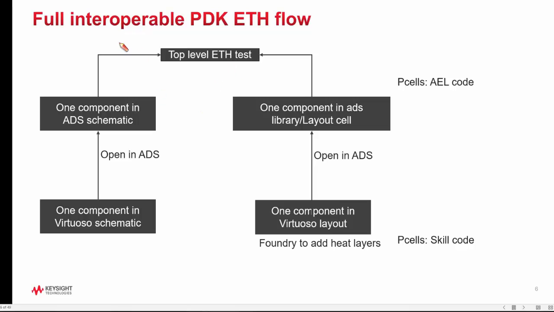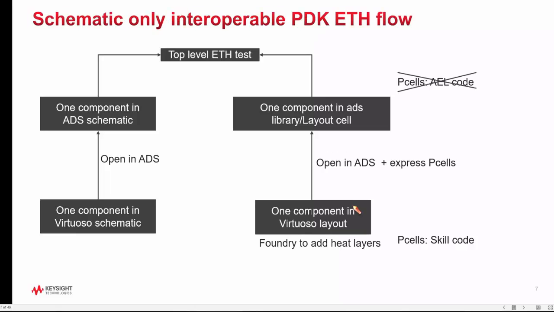So if you have a fully interoperable PDK like 8SW, I would suggest you go and tell GlobalFoundries, hey, could you add the heat layer for me on the Virtuoso side? Just get the thermal information there, right? And then we can actually work with the foundry to help you realize this. But all you need to do is just make the request on both environments.